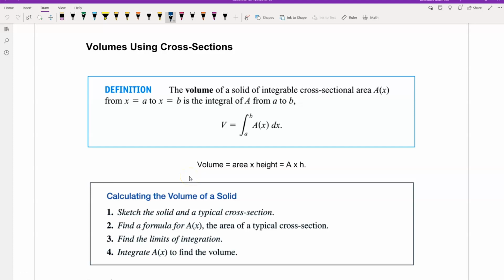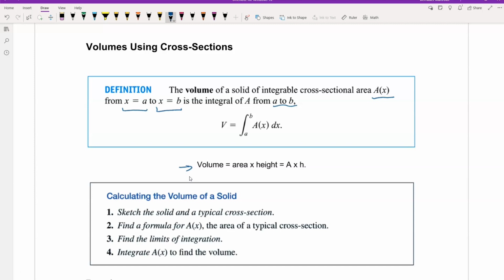Here in this section, we have volumes using cross-sections. The first part is definition. The volume of a solid with integrable cross-sectional area A(x) from x equal to a to x equal to b is the integral from a to b of A(x) dx.